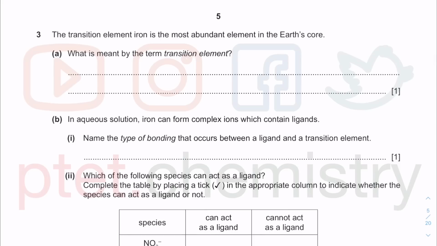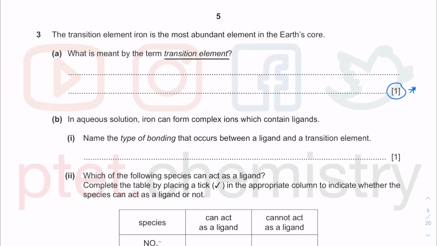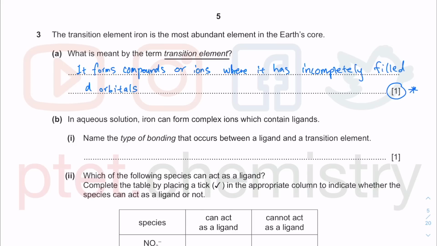In this next question, question number 3, we have transition element. So what's the definition of a transition element? As you know from the syllabus, it forms compounds or ions where it has incompletely filled d orbitals. If you have completely filled d orbitals, then it can't be considered a transition element. If you have partially filled d orbital, then it will be transition element.